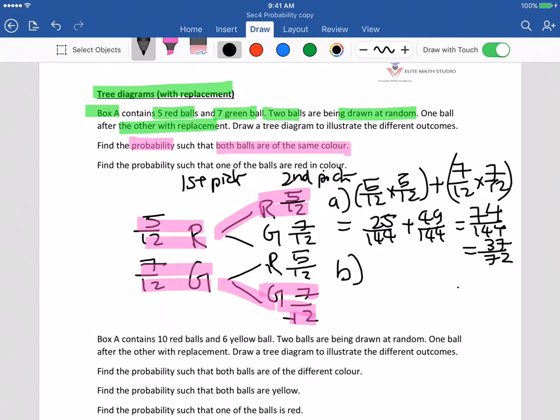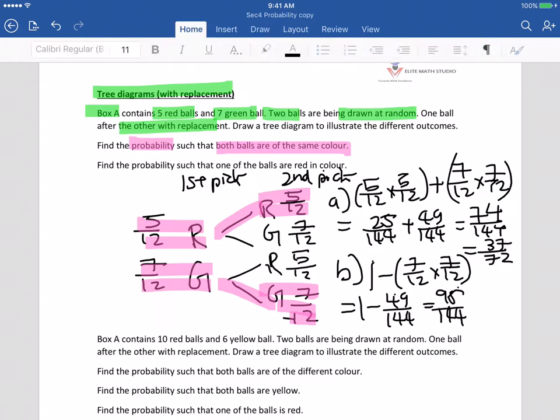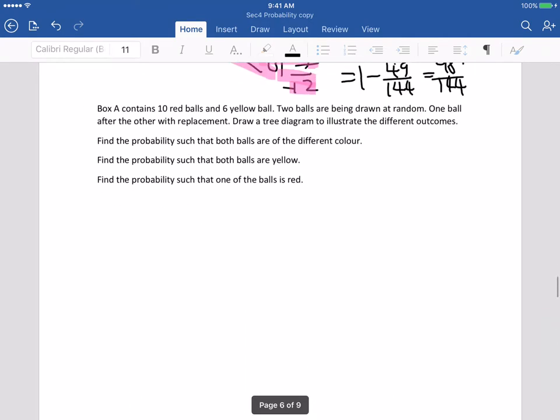Part B. Find the probability that one of the balls is red. I think the best way to do it is to take one whole minus the probability that both are green. That's the fastest. So it equals 1 minus 49 over 144, which equals 95 over 144. I think tree diagram with replacement is the easier one. Without replacement, it's the harder one.